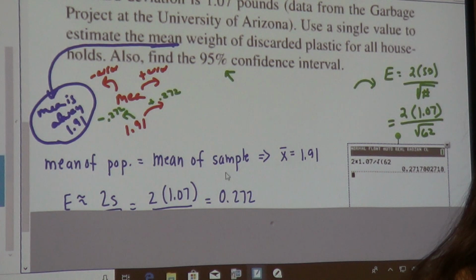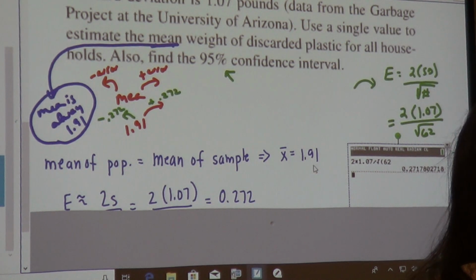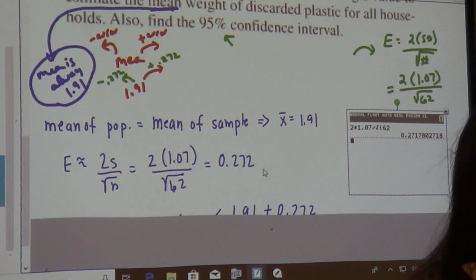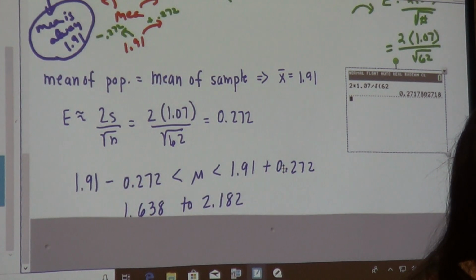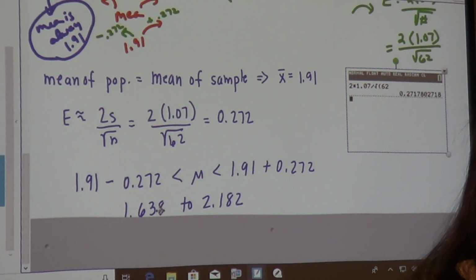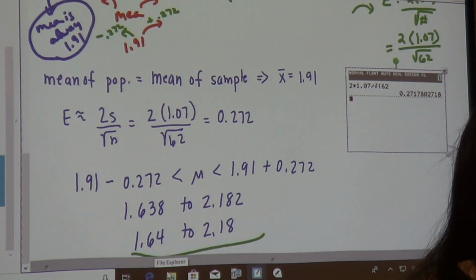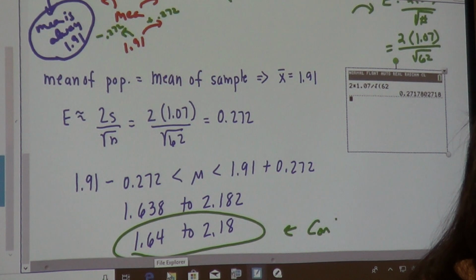The mean is the mean is the mean is 1.91. The mean is always the mean. Then we did the error and got 2.72. And then we took the sample mean and added the error, and the sample mean and subtracted the error, and that gave me the confidence interval.